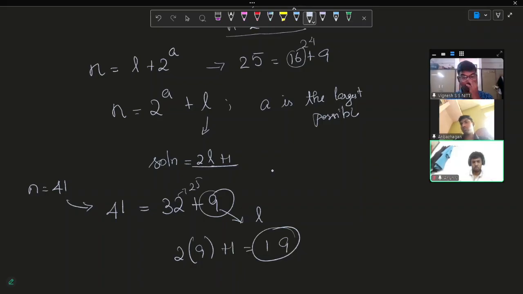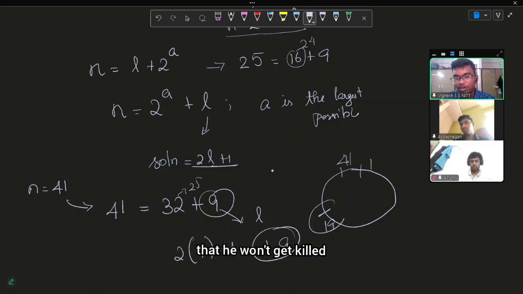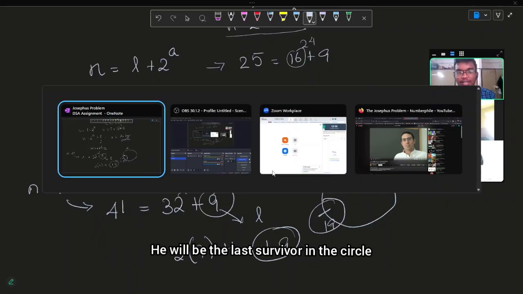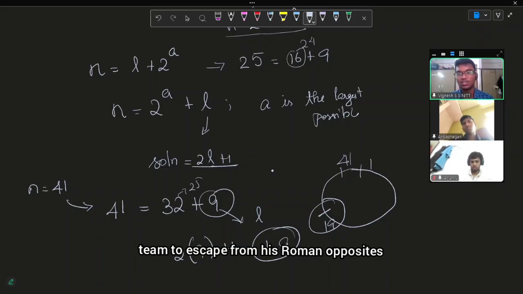19 is the solution. So Josephus needs to stand in the 19th position of the circle with 41 members so that he won't get killed. He will be the last survivor in the circle and he will surrender to the enemy team to escape from his Roman opponents. Okay, we'll meet in the next meeting.